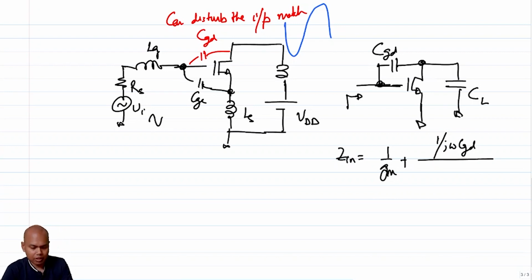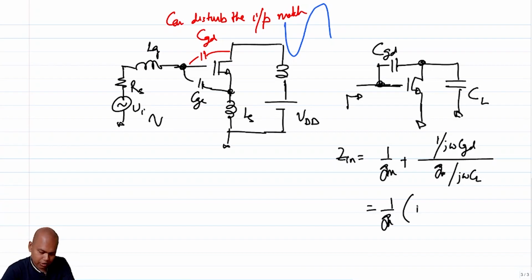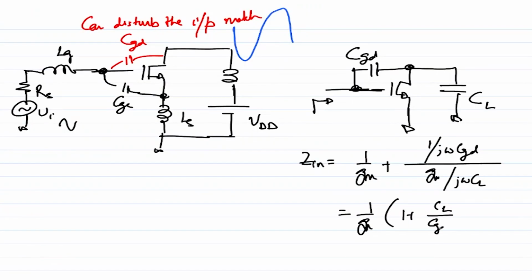Here the intrinsic gain, if I neglect the effect of GDS, is Gm over j omega CL. So this basically is 1 over Gm plus CL by CGD. This is approximate, so I should say approximately equal. As you can see, this is not exactly what is happening in the circuit on the left, but it gives you an idea.